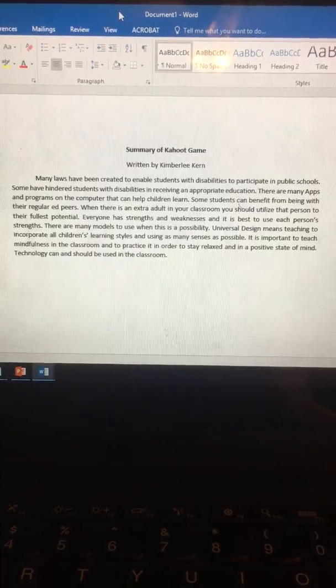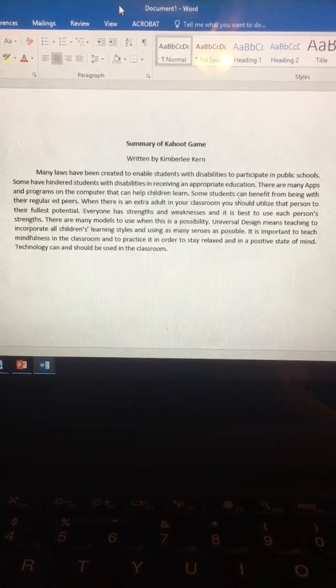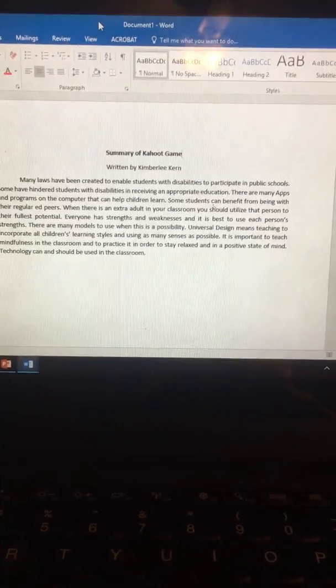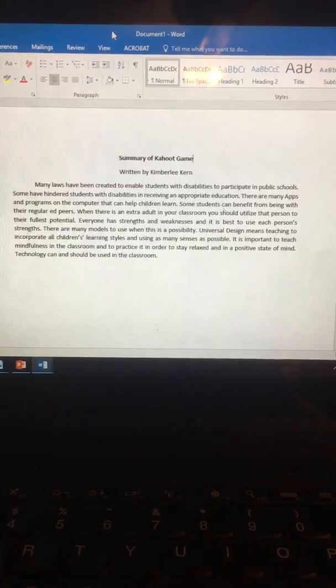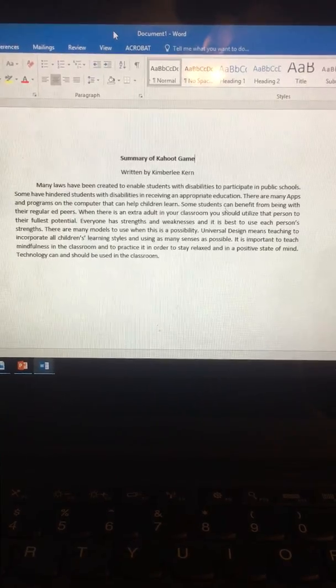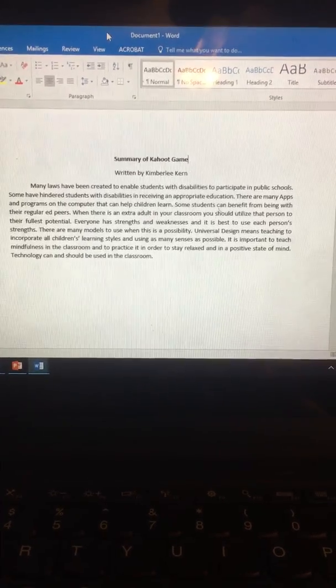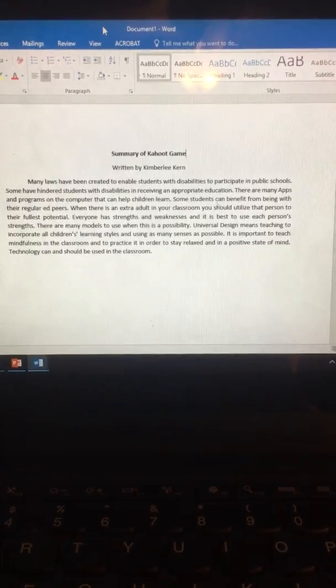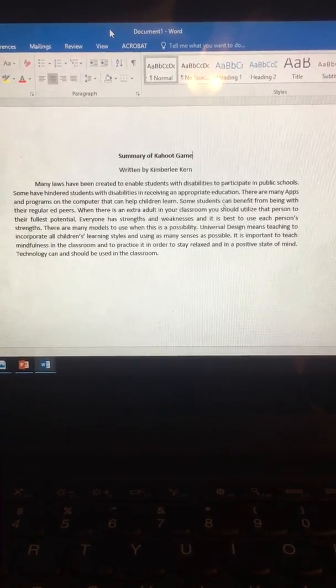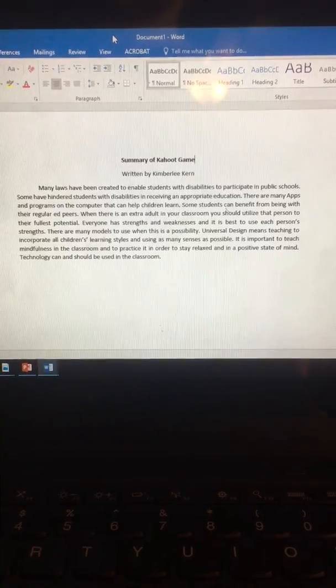In summary, many laws have been created to enable students with disabilities to participate in public schools. Some have hindered students with disabilities in receiving an appropriate education. There are many apps and programs on the computers that can help children learn. Some students can benefit from being with their regular ed peers.